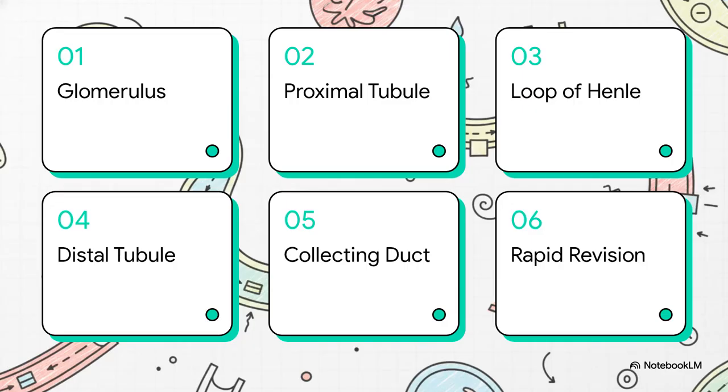Okay, here's our roadmap for today's explainer. We'll kick things off with the nephron and glomerulus, move on to the proximal convoluted tubule, dive down the loop of Henle, head back up to the distal convoluted tubule, finish our trip at the collecting duct, and then wrap the whole shebang up with a high-yield rapid revision.